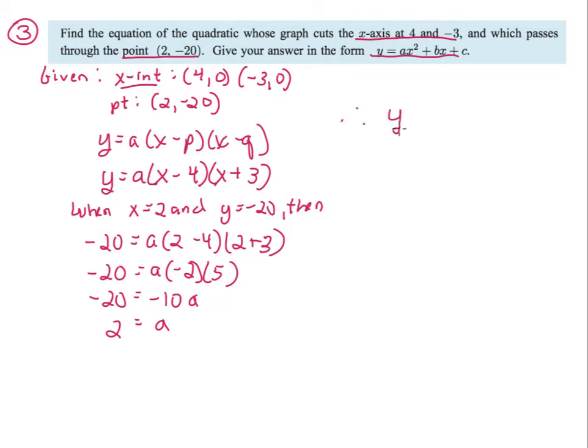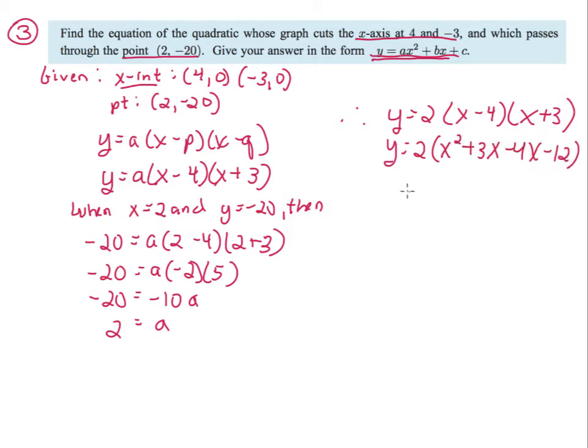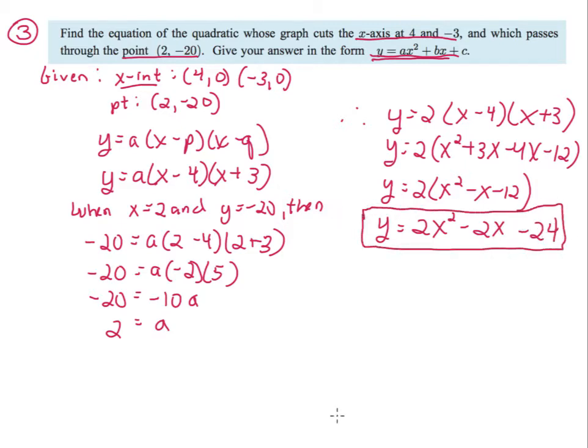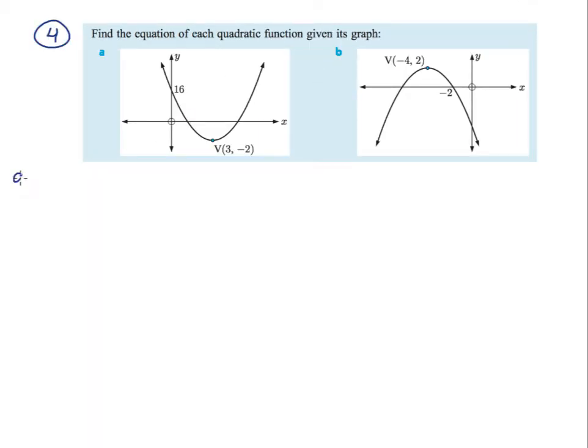So now I'm going to write my equation in intercept form. But this time I can't leave it like that. I'm going to have to rewrite it so it gets into standard form. So I'm going to start by multiplying the x minus 4 times the x plus 3 and simplifying that down. And then I'm going to distribute the 2 to all terms inside the parentheses. And that will be my final answer. So the equation in standard form is y equals 2x squared minus 2x minus 24.